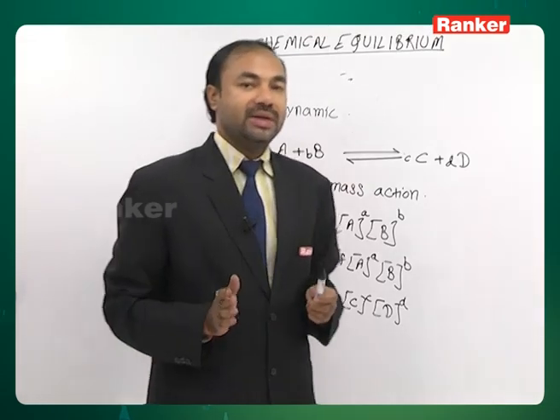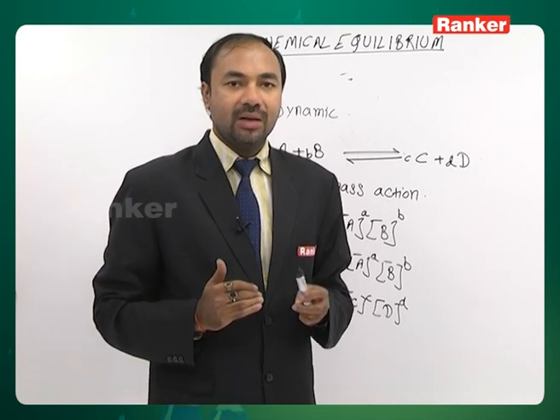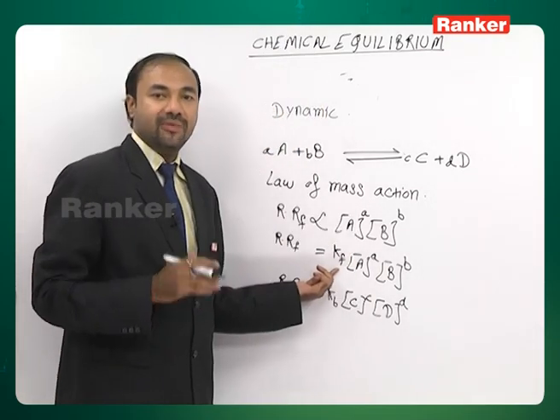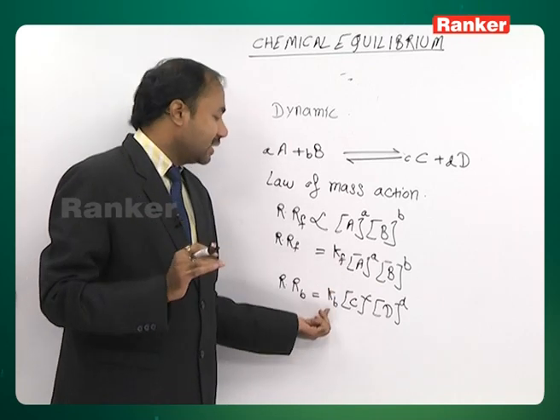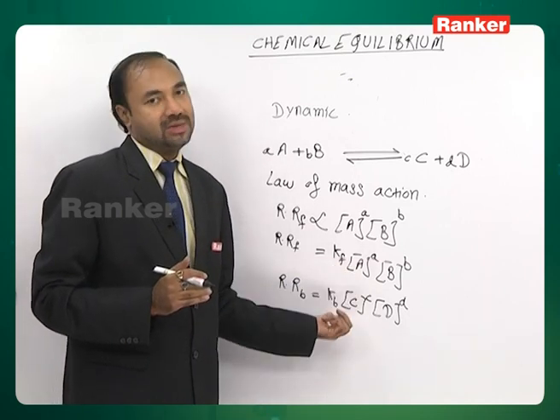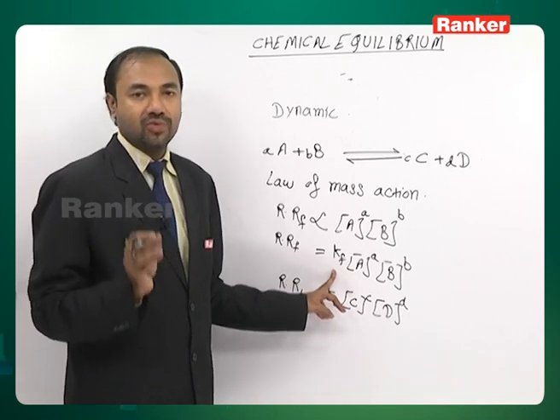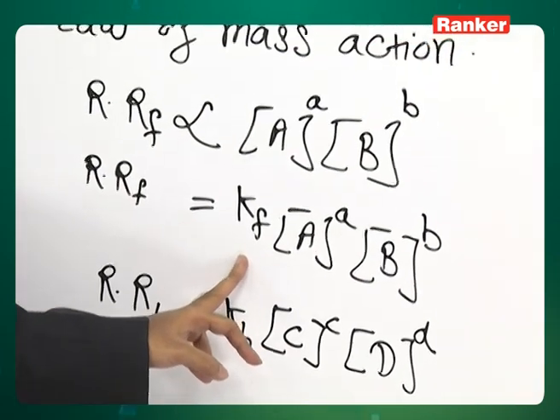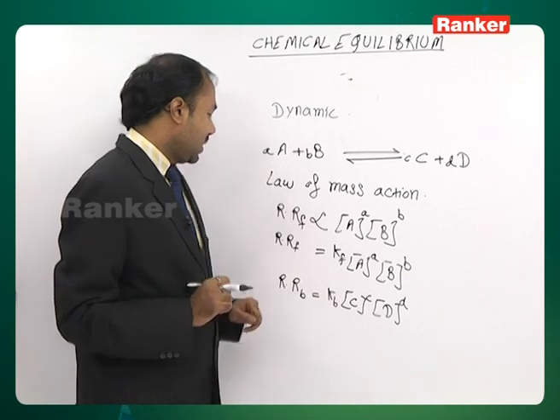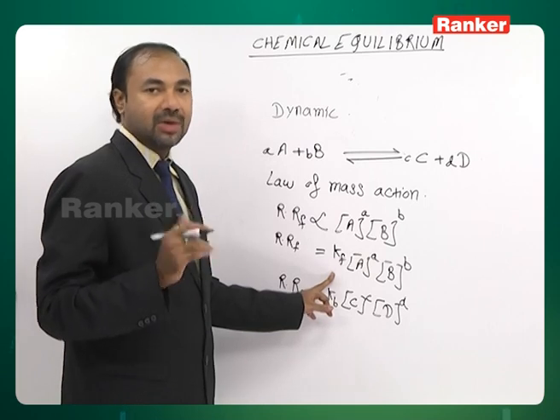Remember, the rate constant depends only and only upon two factors, one being temperature, the other one being catalyst. If you change temperature, the value of the rate constant changes. Similarly, if you add some catalyst into the reaction, again the value of the rate constant changes. Remember one thing, if you change anything else, concentration, moles, volume, pressure, anything else, the rate constant does not change, it remains constant. So Kf and Kb depend only upon two factors: number one, temperature, number two, catalyst.